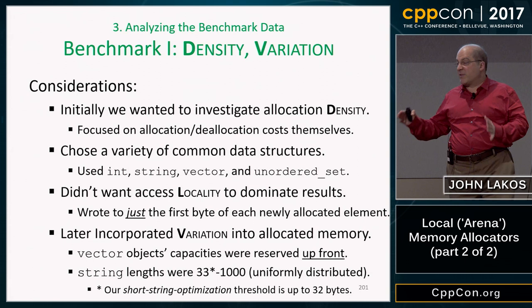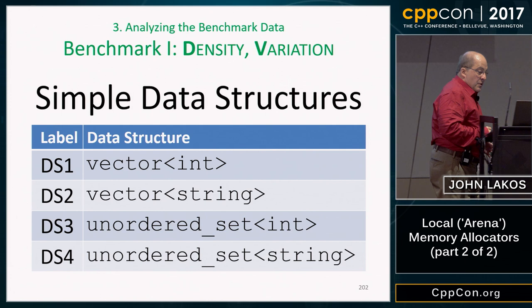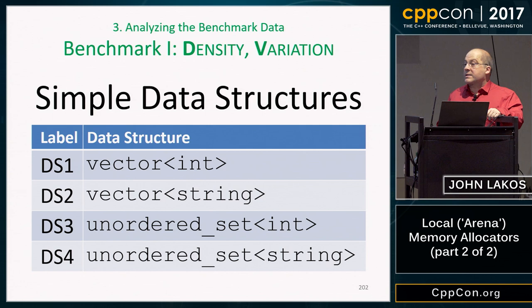Okay. So here are some simple data structures. Vector of int, vector of string, unordered set of int, and unordered set of string. Do these seem like useful things that you might use in a program? Would we want to actually try to see what allocators do with these guys just for fun?